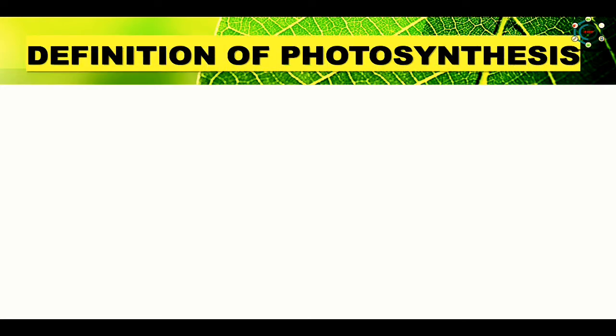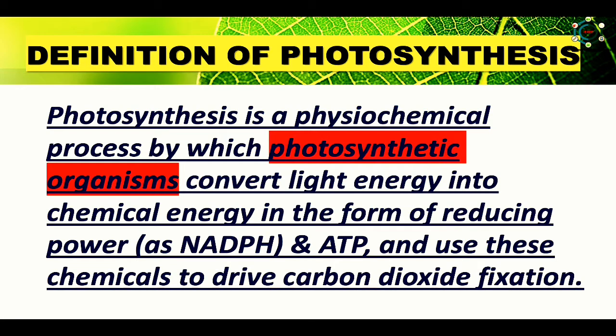Now let's start the topic, and here the first thing you will have to know in detail is what is photosynthesis. So, photosynthesis is a physiochemical process by which photosynthetic organisms convert light energy into chemical energy in the form of reducing powers as NADPH and ATP, and use these chemicals to drive carbon dioxide fixation.